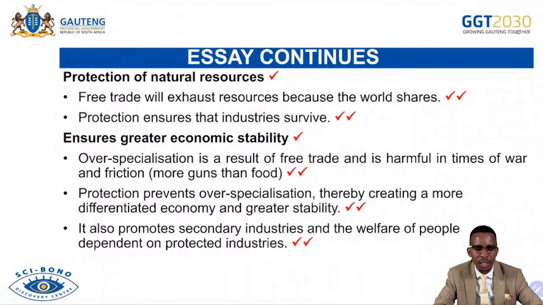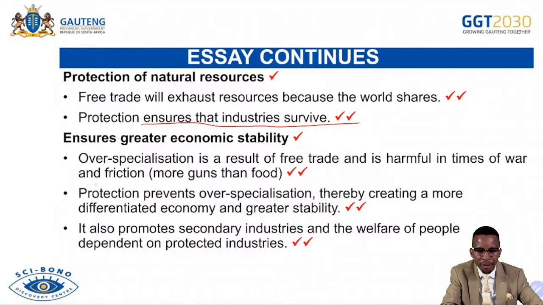Protection of natural resources. Free trade will exhaust natural resources because of wealth shares. Protection ensures that industries will survive and resources will be protected, ensuring greater economic stability. Over-specialization is a result of free trade and is harmful in times of war and friction because there will be a high level of dependency.